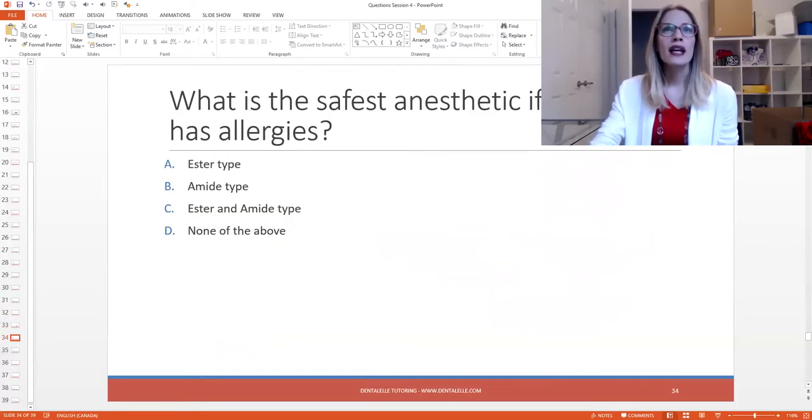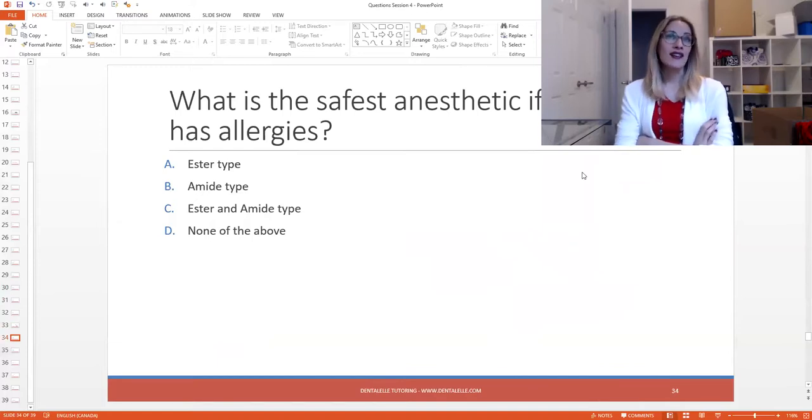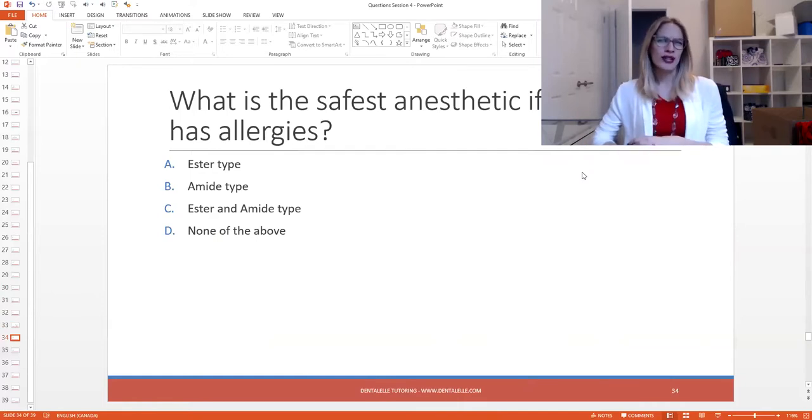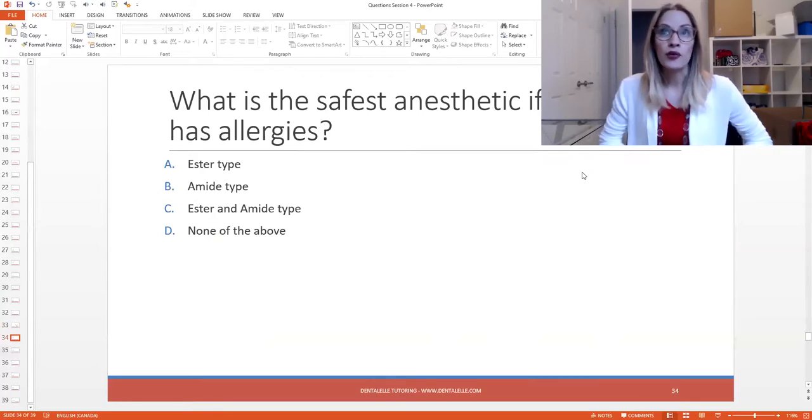Okay, what is the safest anesthetic if the client has allergies? So you will have patients that say to you, well, I've been told I'm allergic to an anesthetic, but I don't know which one it is. Well, that's not very helpful, right? But they could be allergic to simply topical, or they could be allergic to a certain type of local. Now, I am actually allergic to topical anesthetic, which is extremely rare, but I am very allergic to it. So I can't have topical anesthetic. But again, it's very, very rare.